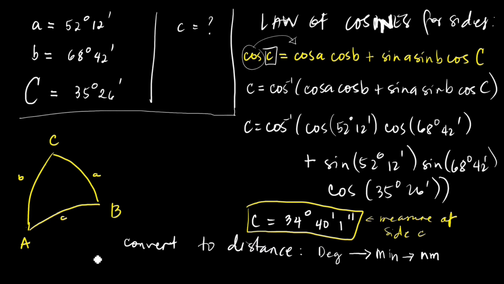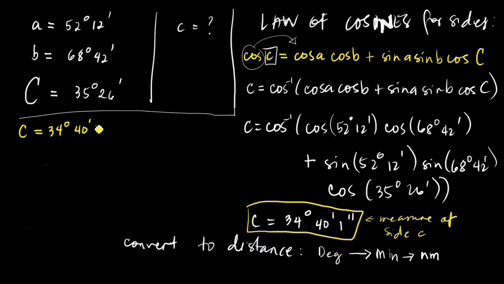So let us convert. We have 34 degrees and then 40 minutes, 1 second. So this is actually equivalent to, I'll just write it in this portion. So c equals 34 degrees, 40 minutes, 1 second. This is also equivalent in decimal to 34.666. Please use 5 decimal places because this is not yet the final answer, but no need to round off. So 34.66695 in the calculator. The unit of this is degree.